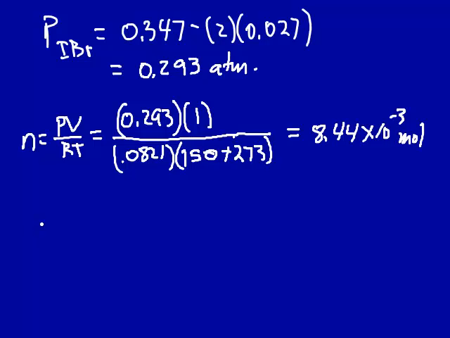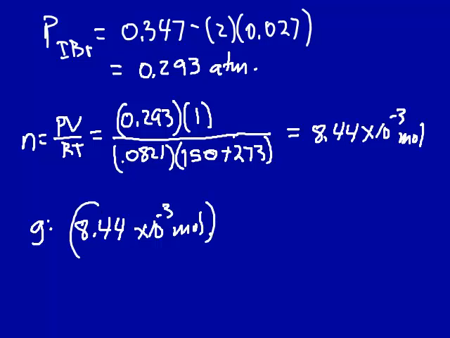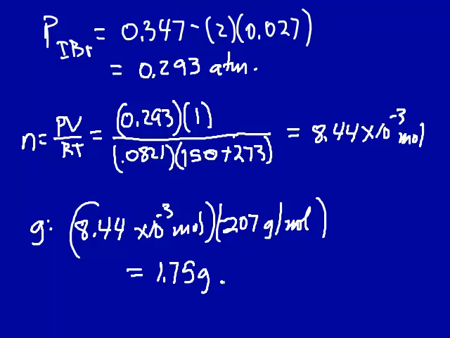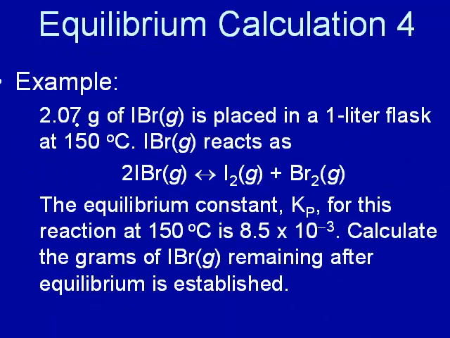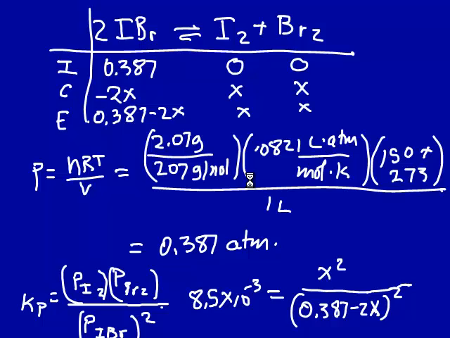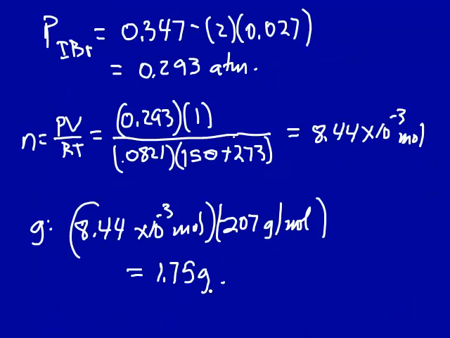That's how many moles. To convert that to grams of IBR, we multiply by the molar mass. This number of moles, 8.44 times 10 to the minus 3 mole, times the molar mass, which we said was 207 gram per mole. So this comes out to be 1.75 grams. Okay, so we started with 2.07 grams. It reacted according to this reaction, and after the reaction reached equilibrium, we have 1.75 grams of IBR left. Okay, there it is.